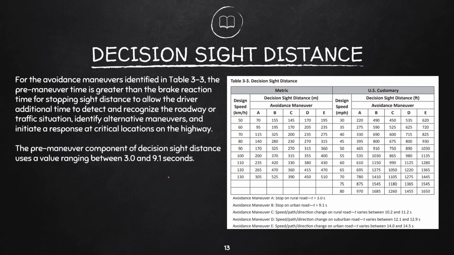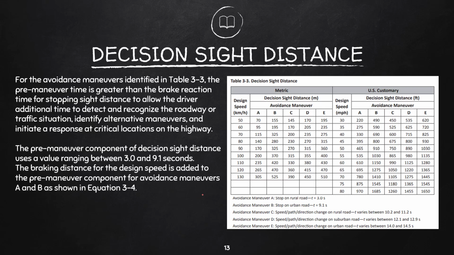The pre-maneuver component of decision sight distance uses a value ranging between 3 and 9.1 seconds as demonstrated by this portion, avoidance maneuver A and B for stopping. For rural roads, that is 3, and for urban roads, 9.1. The braking distance for the design speed is added to the pre-maneuver component for avoidance maneuvers A and B as shown in equation 3-4.